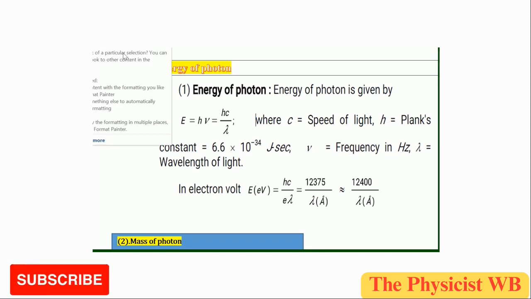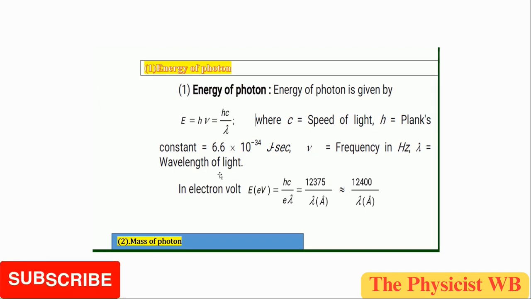Today I'm going to discuss the most important and interesting concept in physics, that is the photon. According to Einstein's quantum theory, light propagates in bundles, packets or quanta of energy, each bundle being called a photon, and these photons possess energy. Photons have no mass. Photons have no charge.